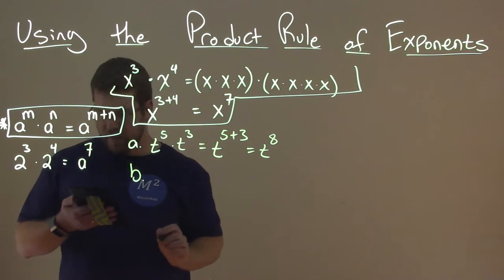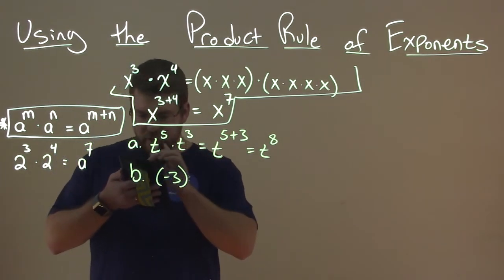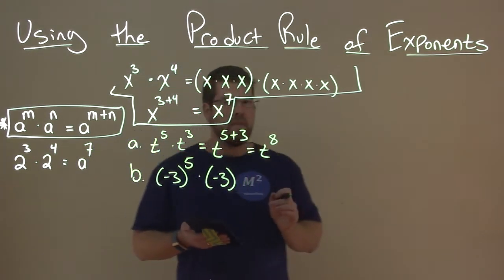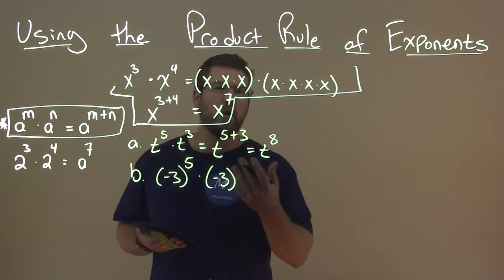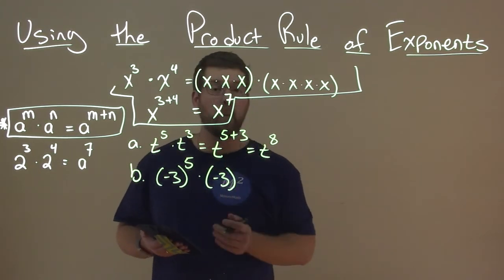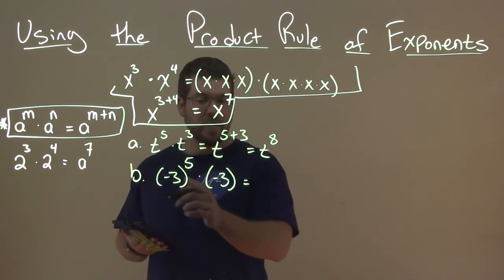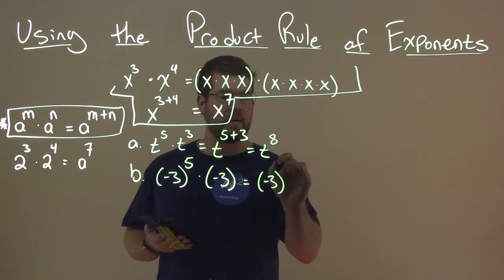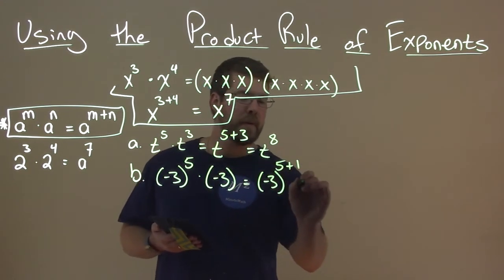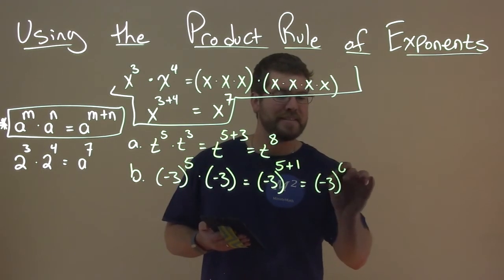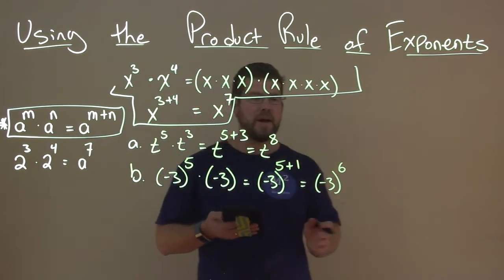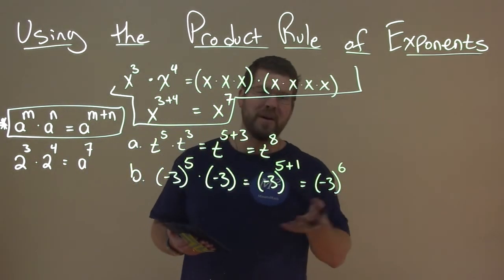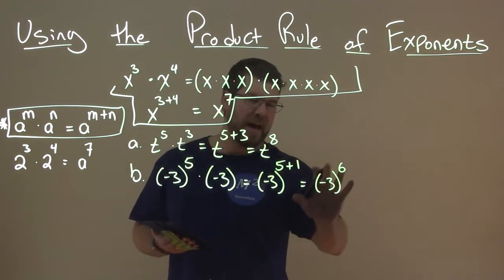Let's try another one. B. Negative 3 to the 5th power times negative 3. Now, this one is a little tricky. Notice that there's no exponent written there. And one thing we always know is that there really is a 1 right there. So the base here, negative 3 and negative 3, are the same. We add the powers, 5 plus 1, and so our answer is negative 3 to the 6th power. And we're just simplifying this, we're not going to actually solve what that is. Simplifying all the way would be getting the numerical answer, but we're just going to show how we get there.